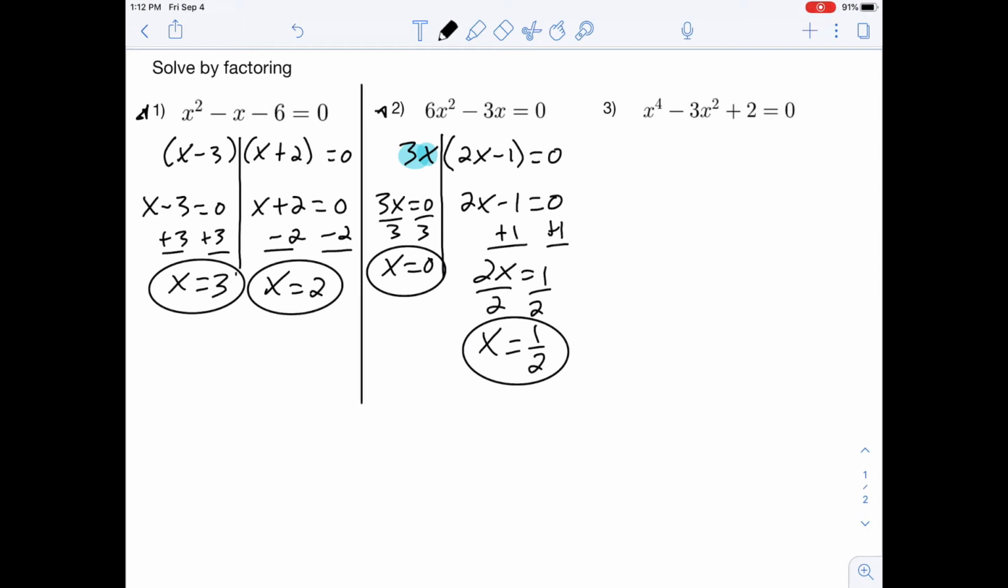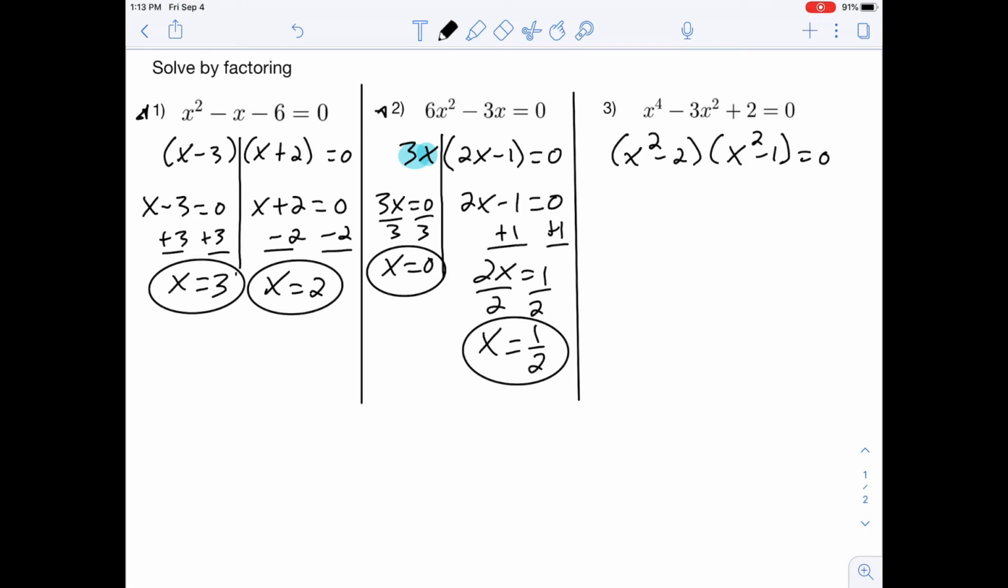So now let's look at number 3. Draw a line here again. So x to the 4th minus 3x squared plus 2 equals 0. So this is a trinomial. It's in quadratic form, it just has the 4th power. So when I do factor this, I wind up with x squared minus 2 times x squared minus 1 is equal to 0. So now you have options here.